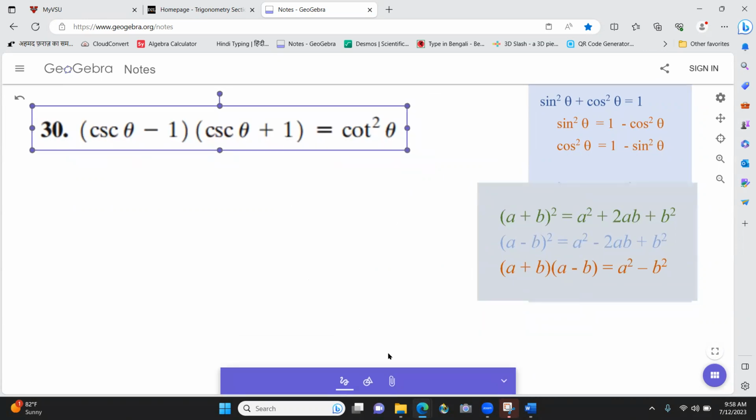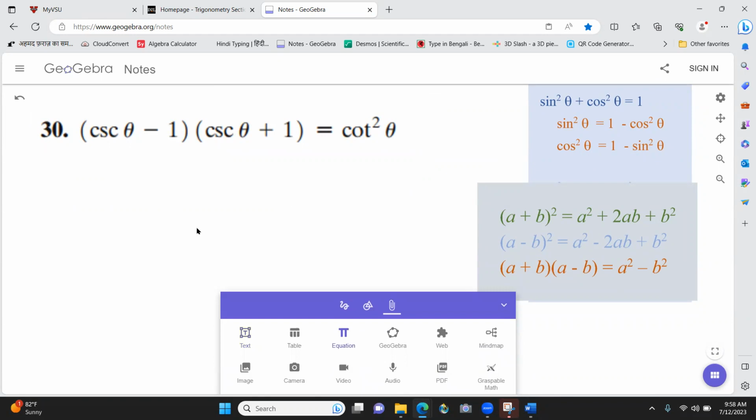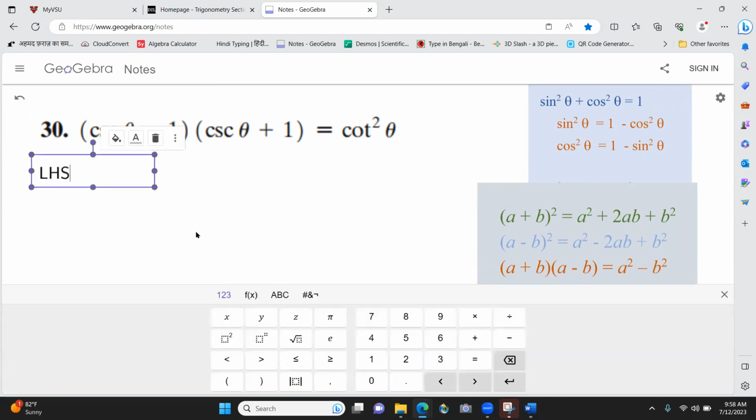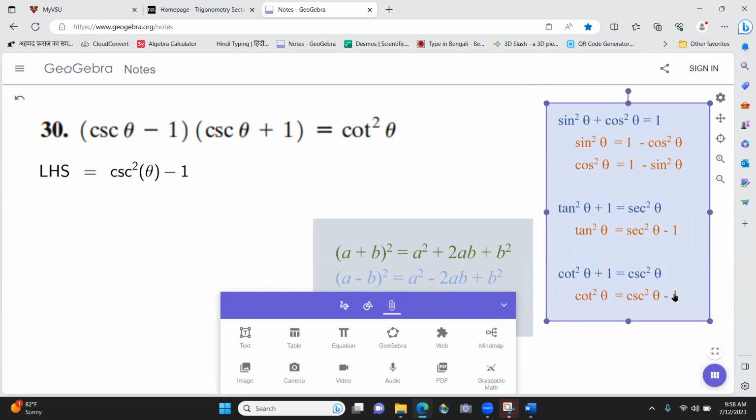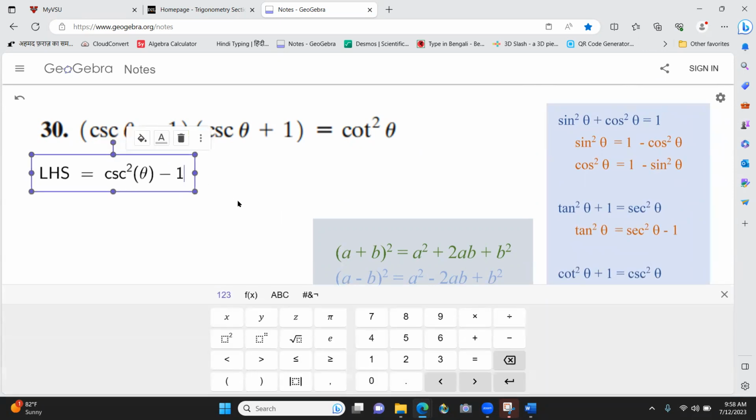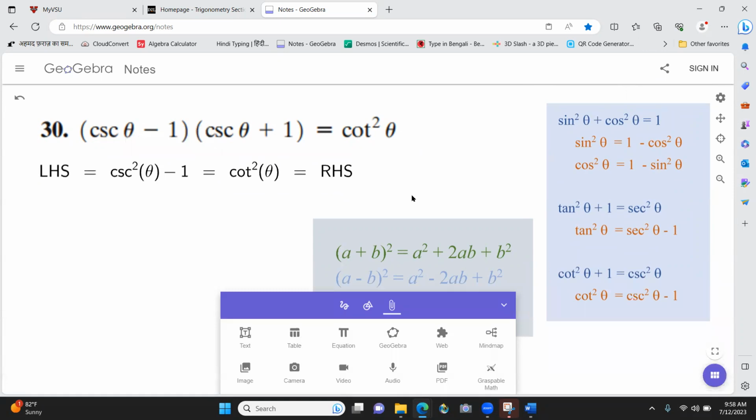All right. So I'm going to say the left-hand side is a squared minus b squared. A squared is cosecant squared, minus b squared is 1 squared. 1 squared is 1. Oh, that's not too bad. What's cosecant squared minus 1? Look at this, the third or the fourth orange formula. Cosecant squared minus 1 is cotangent squared theta. I can just go ahead and write it right away. And that is the right-hand side. So I just proved that the left-hand side is equal to the right-hand side.